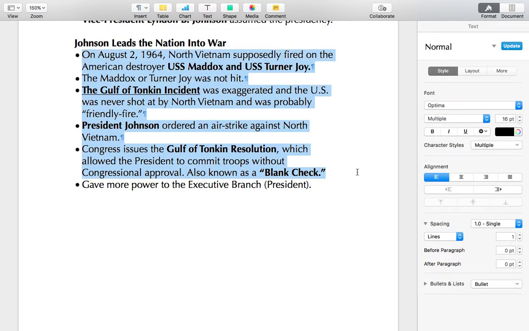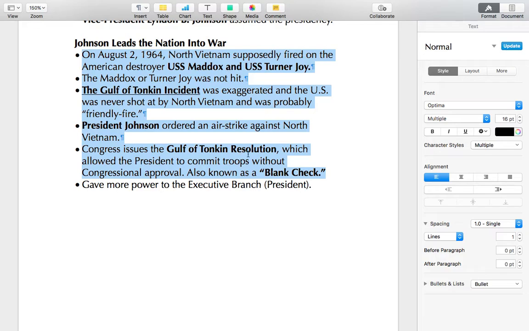On August 2nd, 1964, North Vietnam will quote-unquote shoot at U.S. ships. One was the USS Maddox, the other was the USS Turner Joy. Neither was hit. However, when they looked into the incident, it wasn't the North Vietnamese firing. It was the Americans firing at themselves because of bad weather. And so the Gulf of Tonkin incident was used by the American government to basically create a reason to protect themselves. Because of this incident, President Johnson will order an airstrike against North Vietnam. U.S. airplanes will fly over and bomb targets.